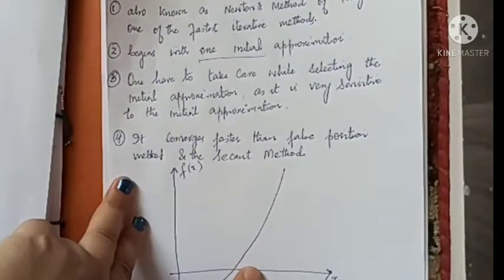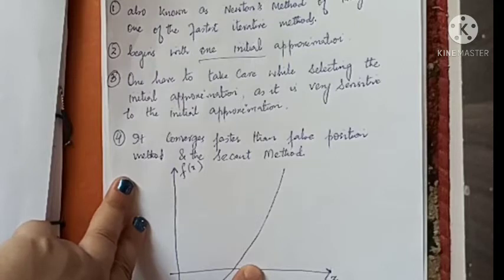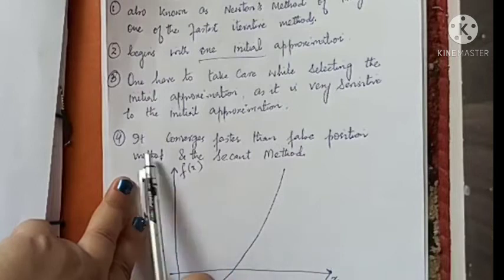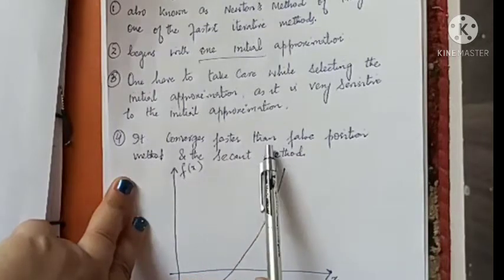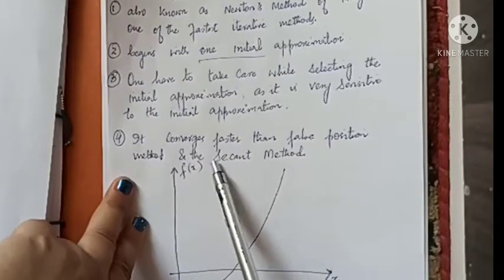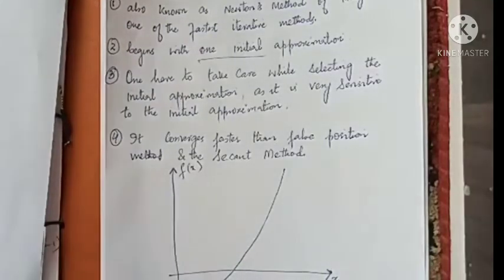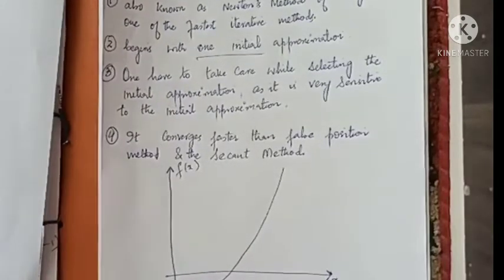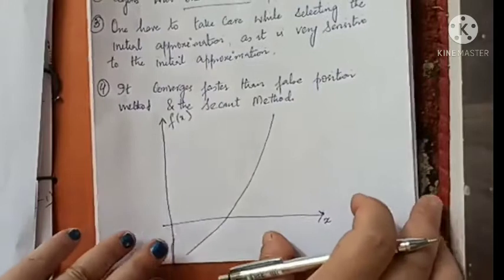Newton-Raphson method is considered the best method amongst the bisection, false position, and secant methods. Why? Because it converges faster than the false position method as well as the secant method. So let us understand this first graphically.